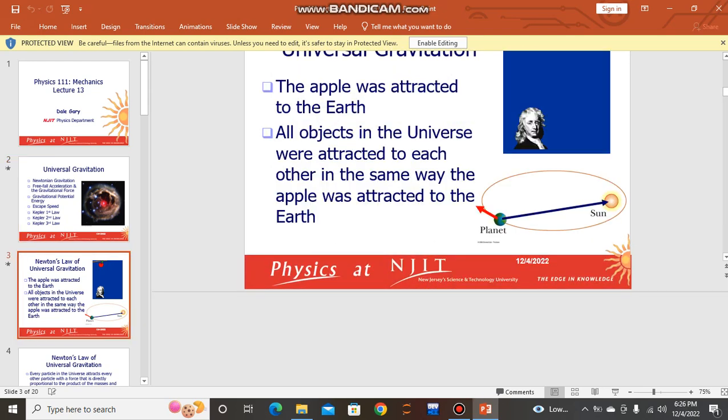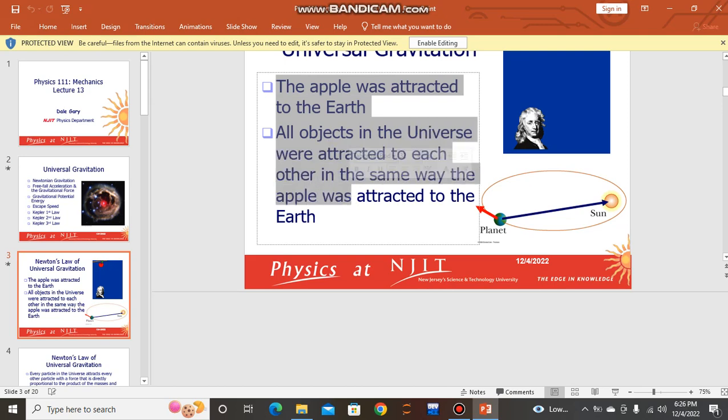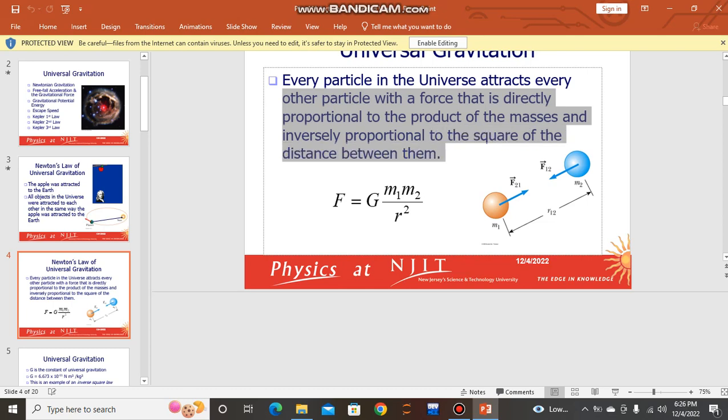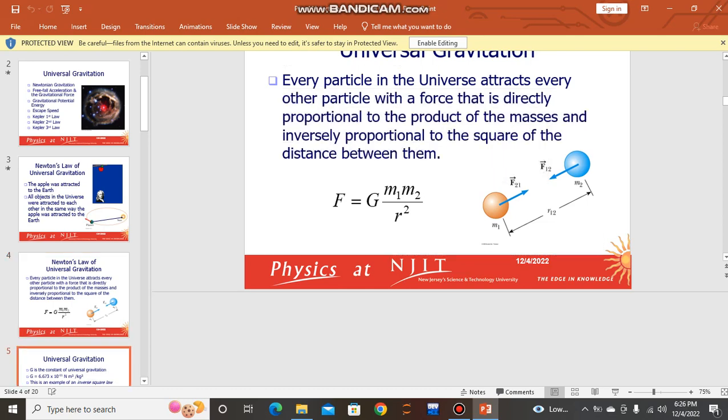Newton's universal law of gravitation: the apple was attracted to the earth. All the objects were attracted to each other in the same way the apple was attracted to the earth. Every particle in the universe attracts every other particle with a force that is directly proportional to the product of the masses and inversely proportional to the square of the distance between them.